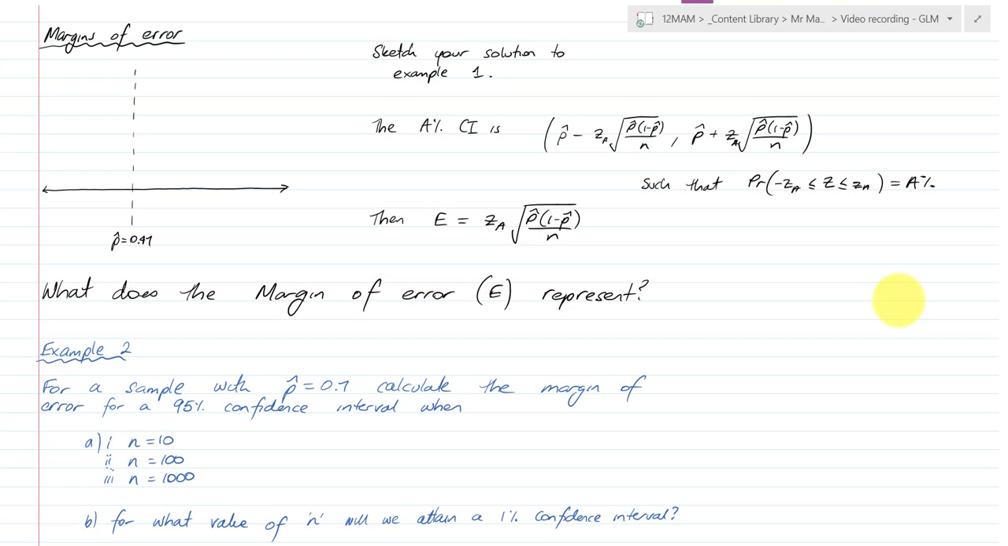Hi and welcome to video 8 in this series on sampling and confidence intervals, and this is Unit 5, Topic 4 of Math Methods. Today we're going to talk about margins of error, which is a continuation of our video on confidence intervals from last lesson.